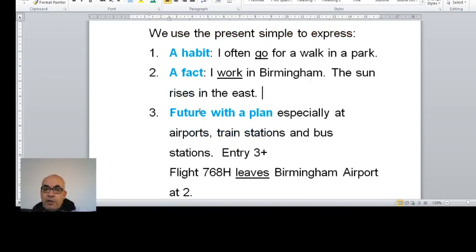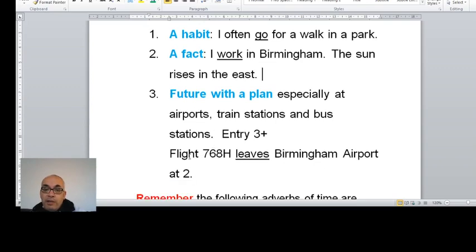So we go now to question number 3. Why do we use the present simple tense? We use the simple present tense to express future with a plan. So if you speak about future and you have a plan, you have to use the simple present tense. But which plan? Especially at airports, train stations and bus stations. And this is, number 3 is for Entry 3, intermediate and above. So don't worry about it if you find it difficult.